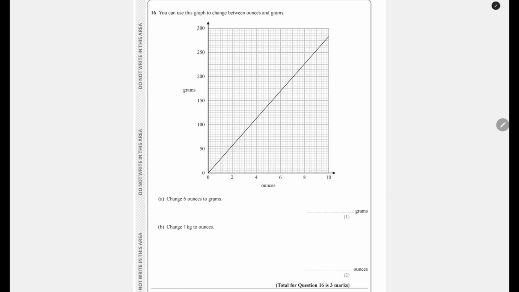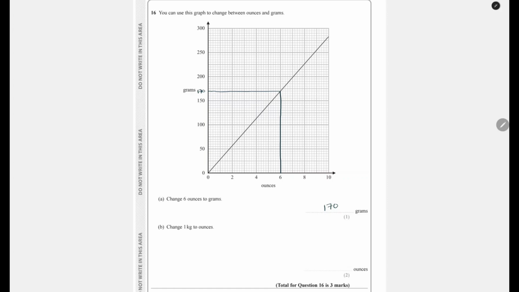Question 16 says you can use this graph to change between ounces and grams. Part A is asking us to change 6 ounces to grams. And so if we find 6 ounces, that's going to be here. And so if we go across, we are here. And that is 170 grams.